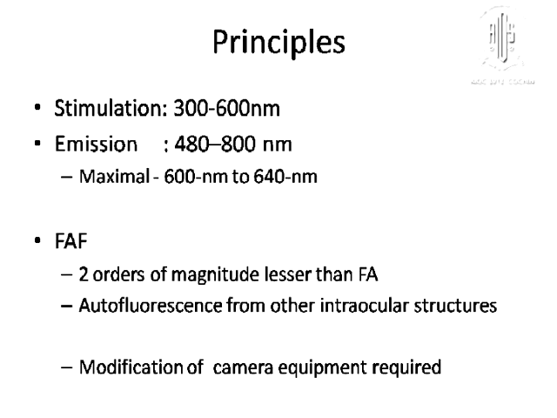The principles are, we stimulate the eye with this wavelength of light, and the emission is 480 to 800, so it's a very, very large range, and it's maximal between 600 to 640 nanometers. And fundus autofluorescence images are 2 orders of magnitude lesser than FA, in the sense it's less bright. That's why I asked him to turn off the lights, but there is some leaking light, so we may have to strain a little bit to see the images. And there is autofluorescence from other intraocular structures like the lens, which may alter the image you get, and that's why modification of camera equipment is required.